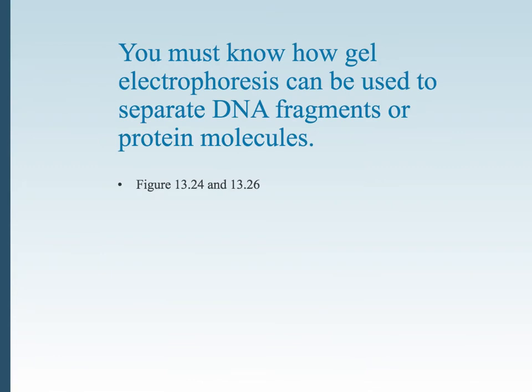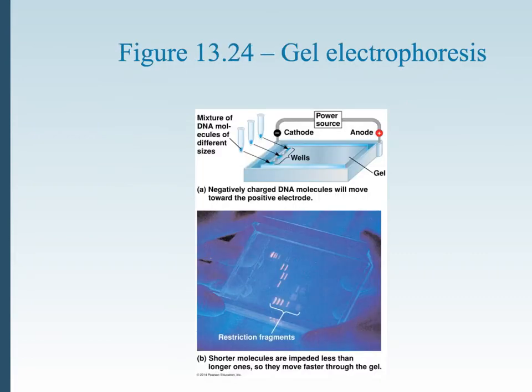You have to know how gel electrophoresis can be used to separate DNA fragments or protein molecules. All right, so here's kind of the summary diagram from gel electrophoresis. And in this diagram, it's important that you remember that we have a negative side and a positive side, and our DNA goes right here. But DNA is negatively charged, and so it's going to move toward the positive end of the gel. The larger the molecules are, the slower they move.